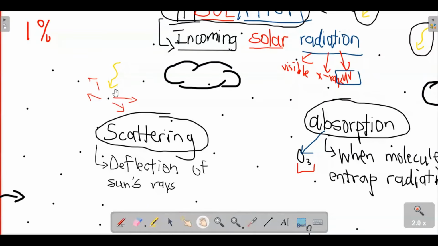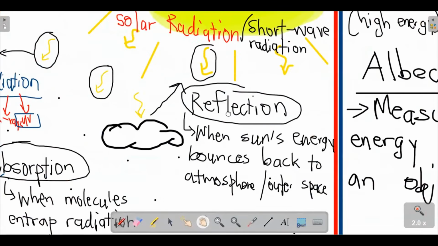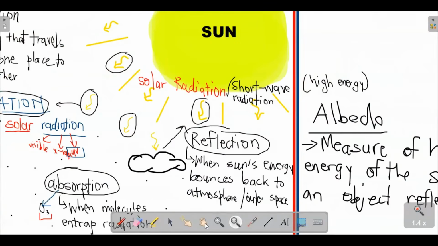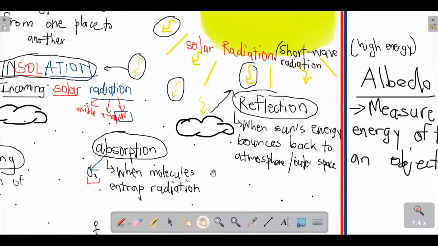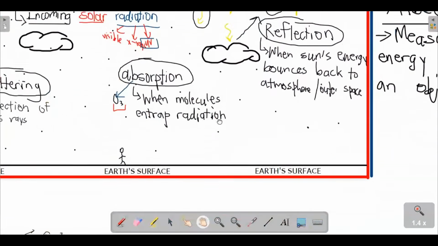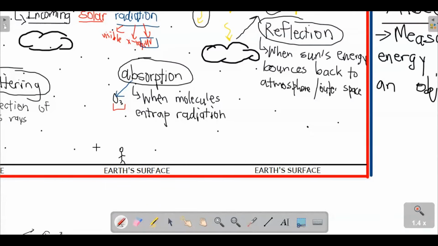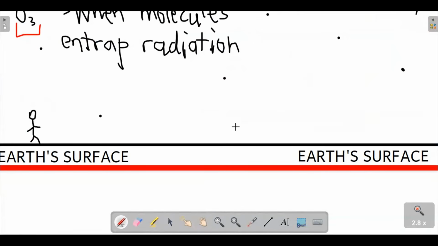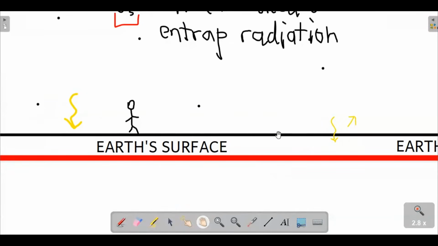So some of it goes back to where it came from. For example, like this one over here, some of it actually still does go towards Earth, but in a different direction. It no longer moves in that direction, but in this direction. That is scattering. But when it comes to reflection, this energy bounces back to the atmosphere. And some of it, of course, definitely does hit the Earth's surface. It is absorbed by the Earth's surface. Some of it is reflected, depending on the type of surface over there, as we said.